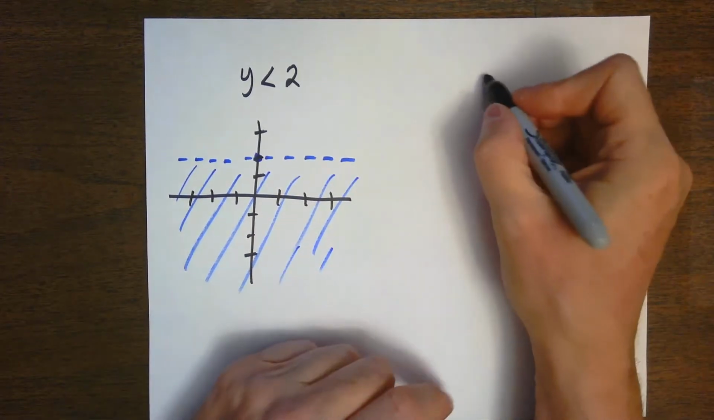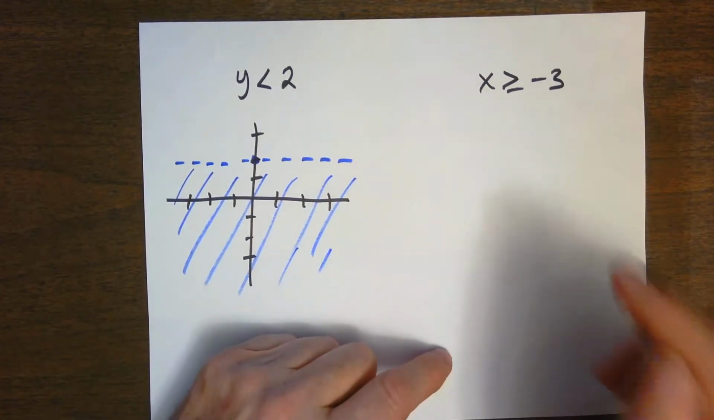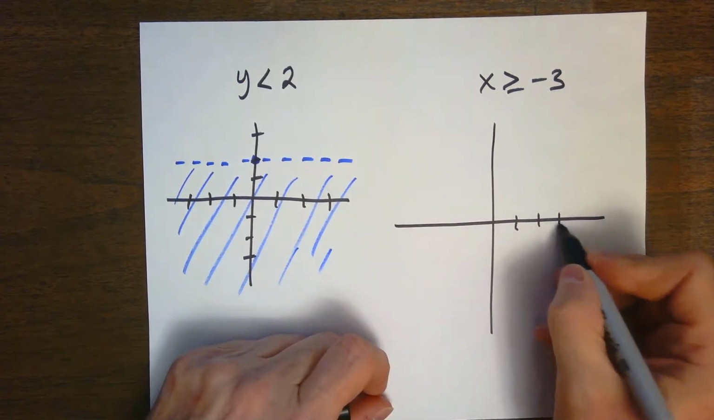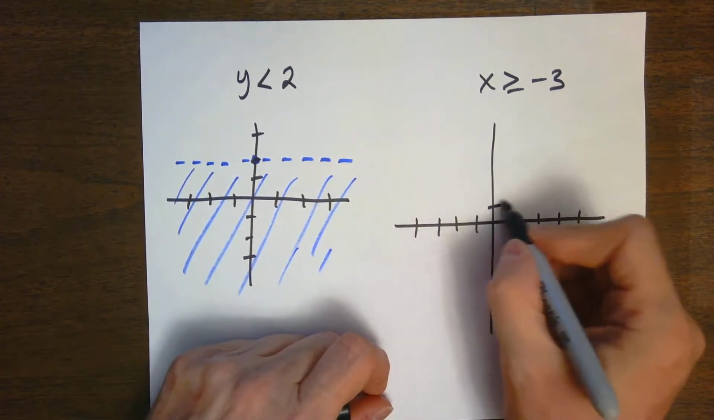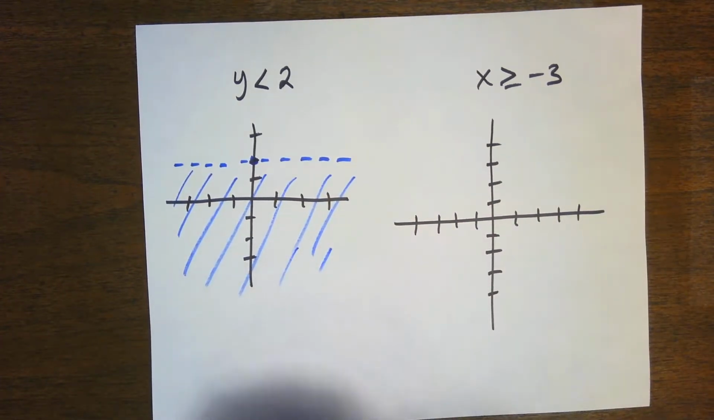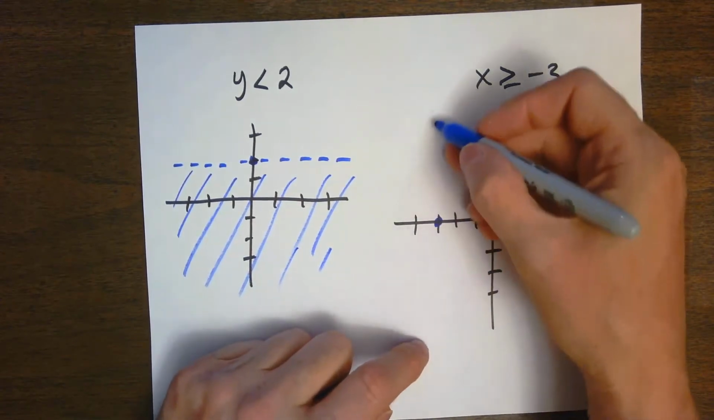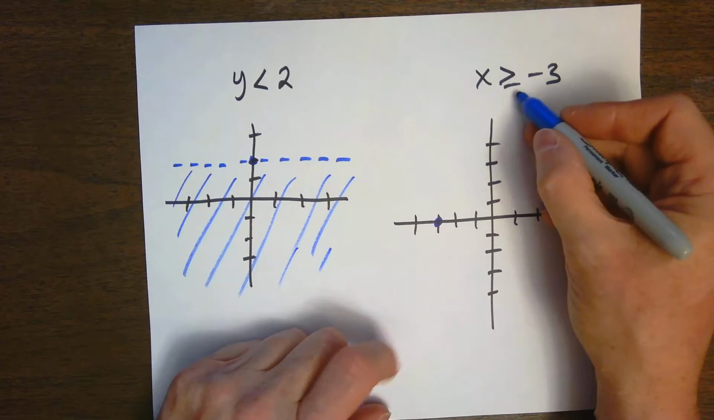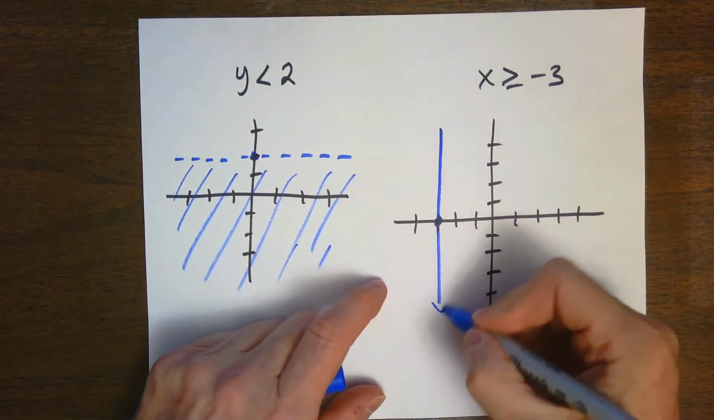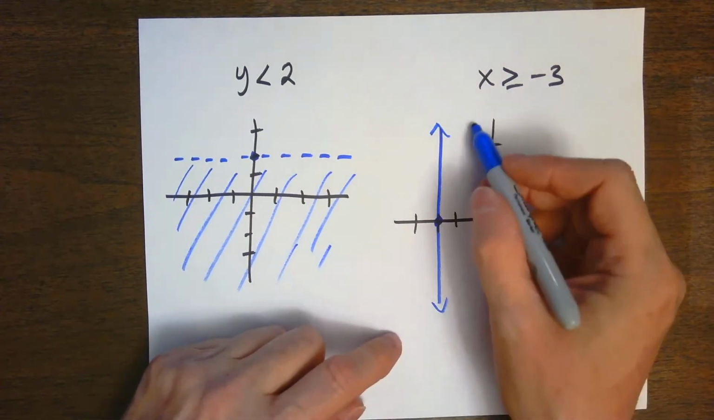How about x is greater than or equal to negative 3? Again, this should look and feel a little bit familiar. 1, 2, 3, 4, 1, 2, 3, 4. Where is x negative 3? There it is. So I'm going to have this vertical line here. Solid or dotted line? Or equal to means a solid line. And I want x's that are greater than negative 3. Which side is that on? This side right here.